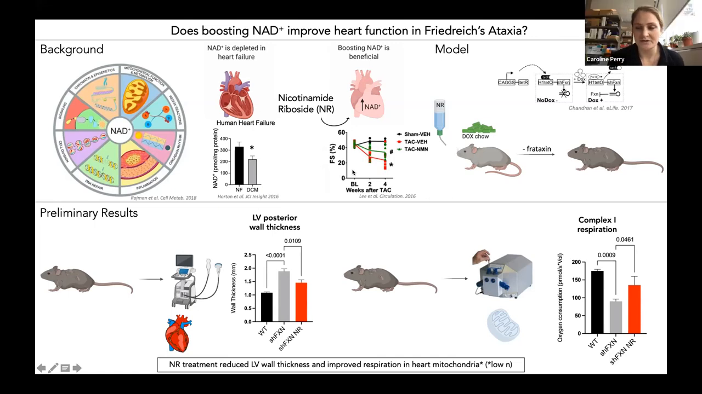Those are all great questions and things that we look forward to exploring in these mice. Unfortunately, we haven't had a chance to look at those things yet, but it's definitely on our list. We started with metabolomics rather than looking at protein. But yeah, that's one of the lines of questioning that we're pursuing as a potential mechanism, definitely.